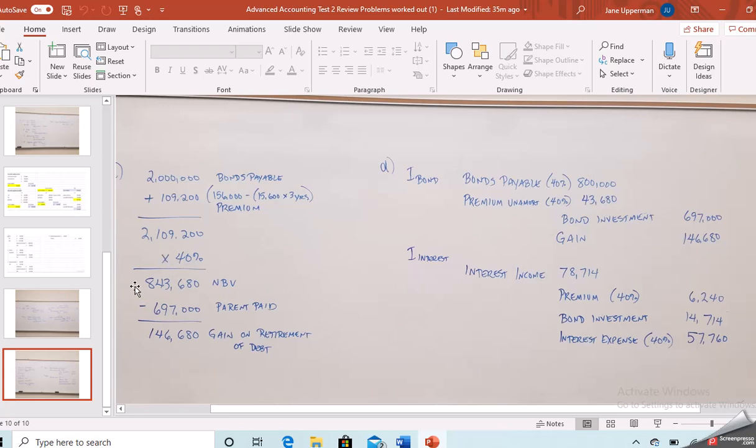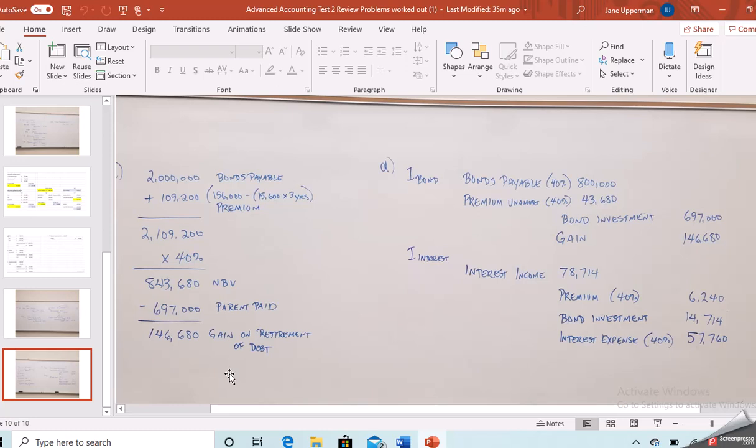So the net book value that the parent actually eliminated is $843,680. The parent paid $697,000 to eliminate that amount of debt. So they have a $146,680 gain on that debt.